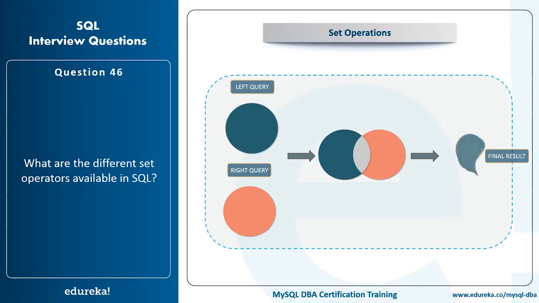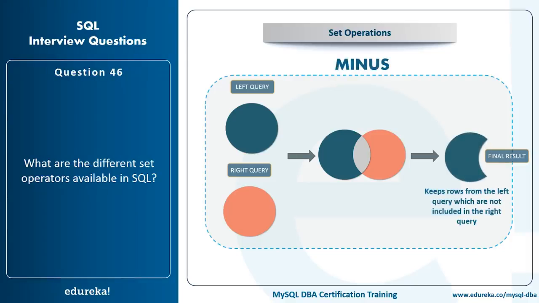Moving forward to the third type of operation, that is the minus operation. When you apply left query minus right query, you'll get only those rows from the left query which are not included in the right query as an output. And when you apply the operation of right query minus left query, you'll get only those rows as an output from the right query which are not included in the left query.